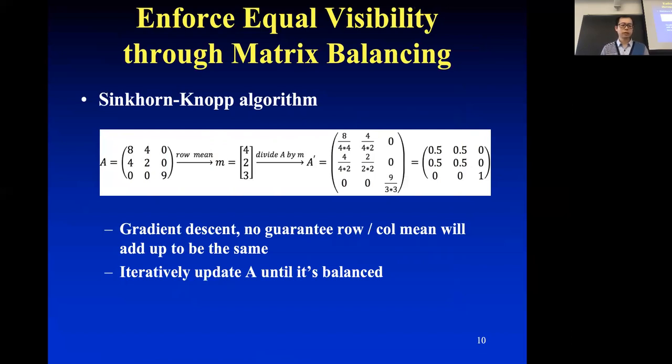Now, if we sum up each column in this matrix, you will notice that they are not equal. For example, the first column, 8 plus 4 is 12. The second one is 4 plus 2, which is 6. The third one is 0, 0, 9, so it's 9. So the total sum of each column is now 12, 6, and 9. They are different. Why are they different?